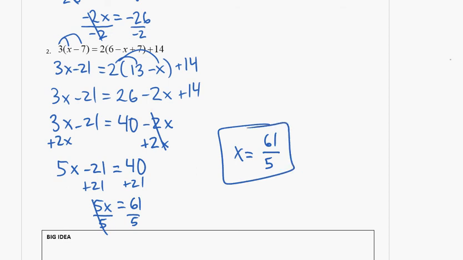So the big idea here when you're solving an equation that has variables on both sides, what you need to do is get the variables off of one side and get them all together on the same side.